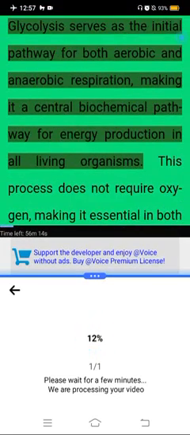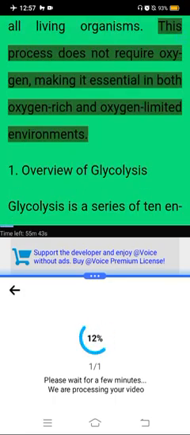Glycolysis serves as the initial pathway for both aerobic and anaerobic respiration, making it a central biochemical pathway for energy production in all living organisms. This process does not require oxygen, making it essential in both oxygen-rich and oxygen-limited environments.